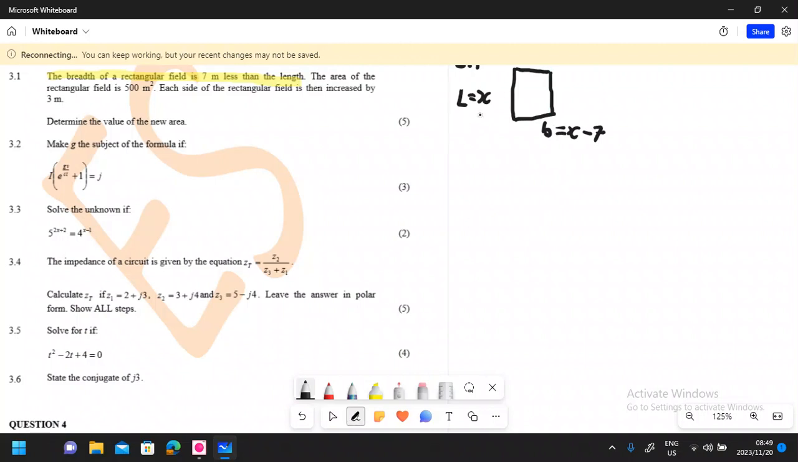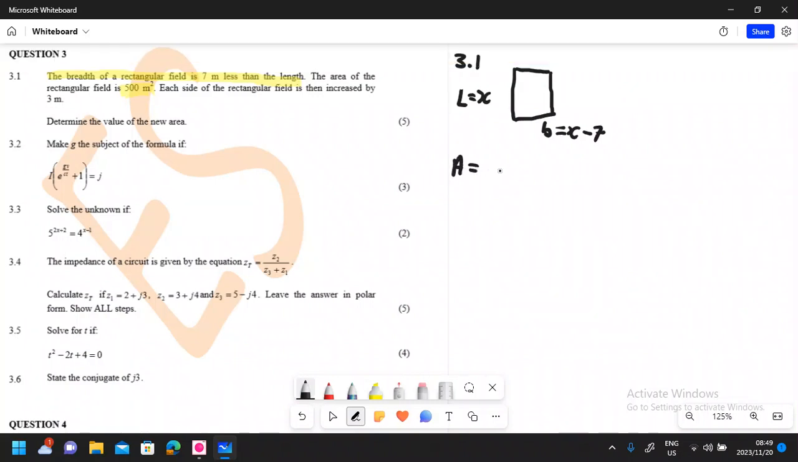So this is what you should write here. Now we are also given the area. They say the area of the rectangular field is 500 meters squared. So guys, we know that the area of the rectangle is usually, let me just write it here, area is equal to length multiplied by the breadth. Okay, we know the length is x and the breadth is x minus 7, so we know that.